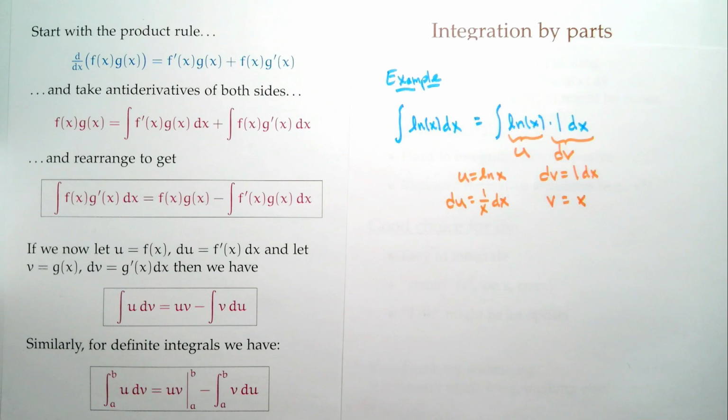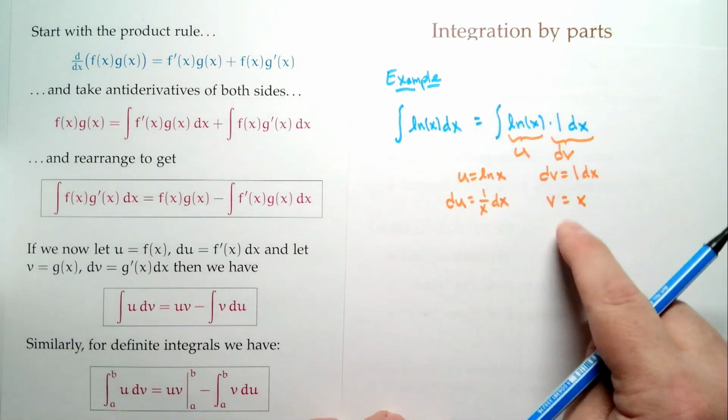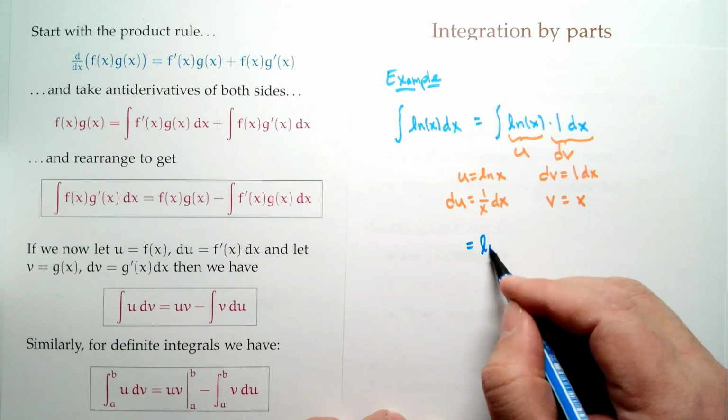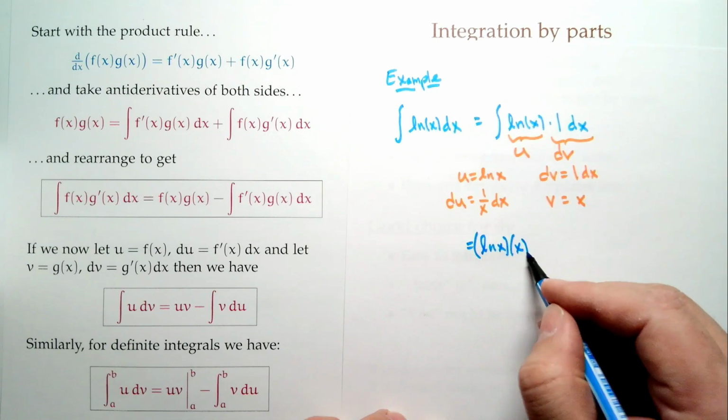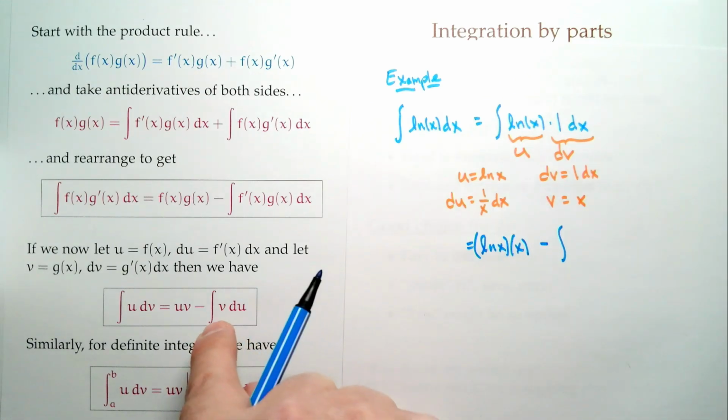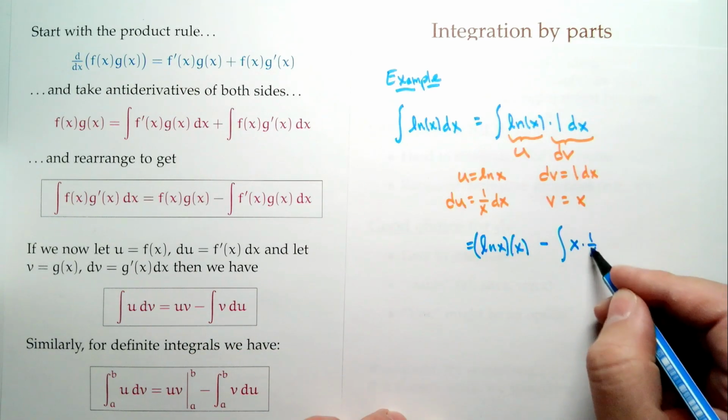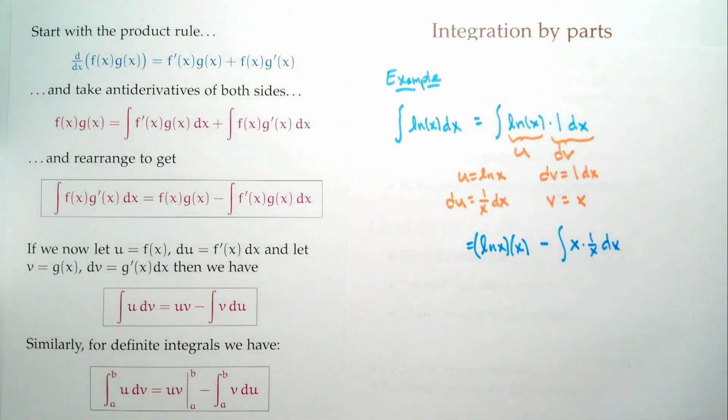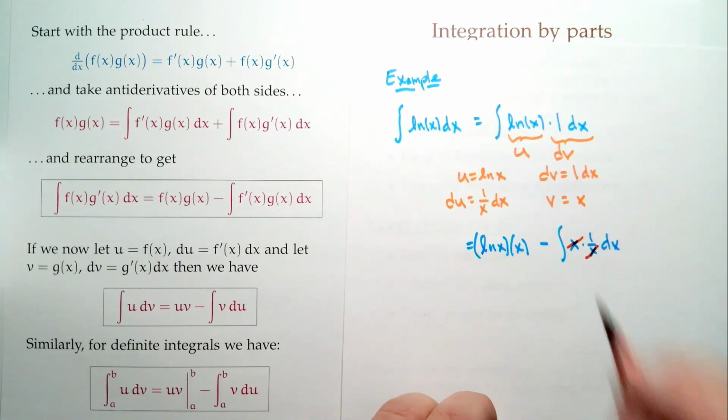So according to the rules, u dv becomes u times v. So log of x times x minus the integral of v du. So x times 1 over x dx. Well, x times 1 over x, can we do anything to integrate that? Now you might think, maybe we should do parts again. Or maybe we can do algebra. See, like the x's cancel? Cool, good times. All right, so now it becomes, well, what's the integral of dx?